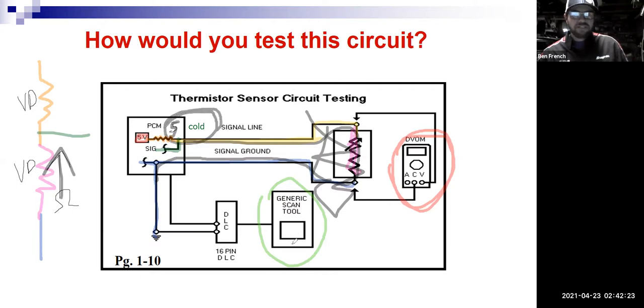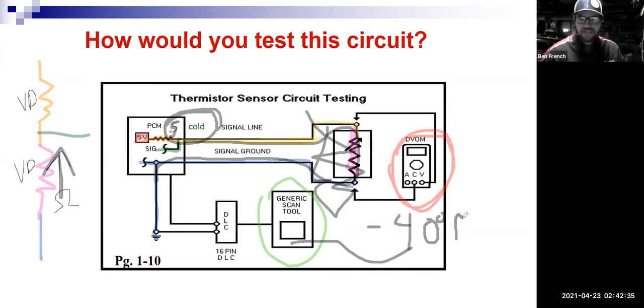And what should my scanner say? My scanner should say full cold, right? Whatever's programmed in the computer is full cold. That might be 40 degrees below zero on the Fahrenheit scale. It might be 10 degrees below zero Celsius, whatever. It's going to go to full cold, whatever that is.